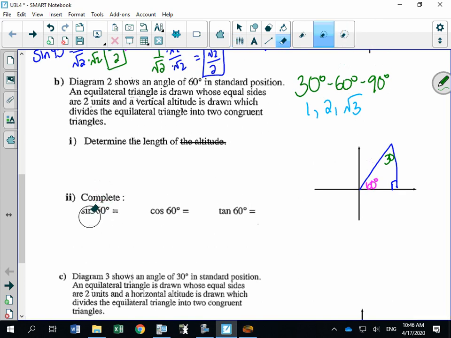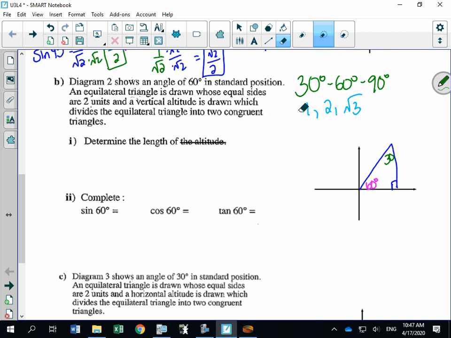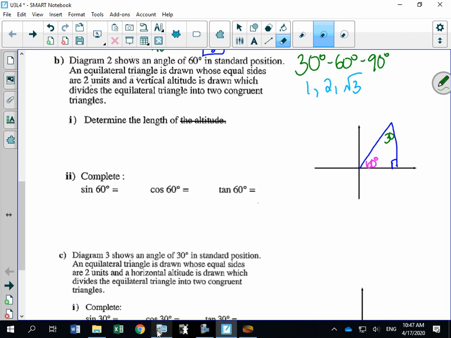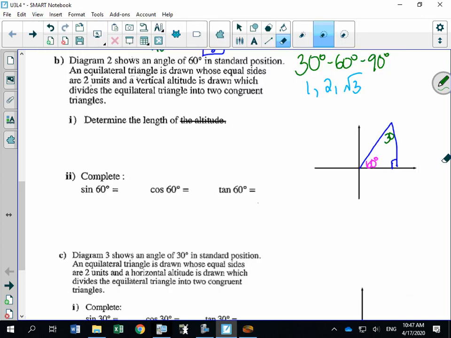Okay, so now we have to label. How do we figure out which side gets 1, which side gets 2, which side gets root 3? So between the numbers 1, 2, and root 3, ask yourself, what's the smallest number? And actually, let's type in what root 3 is. Root 3 is approximately 1.7. Okay, so 30, 60, 90, 1, 2, root 3. That's all you have to memorize.